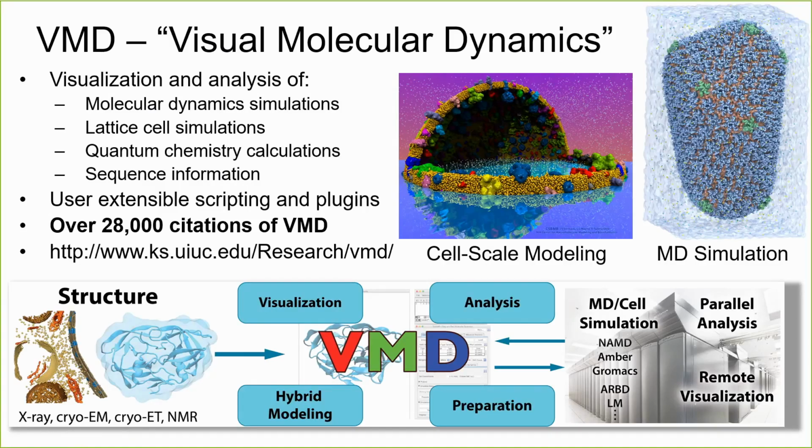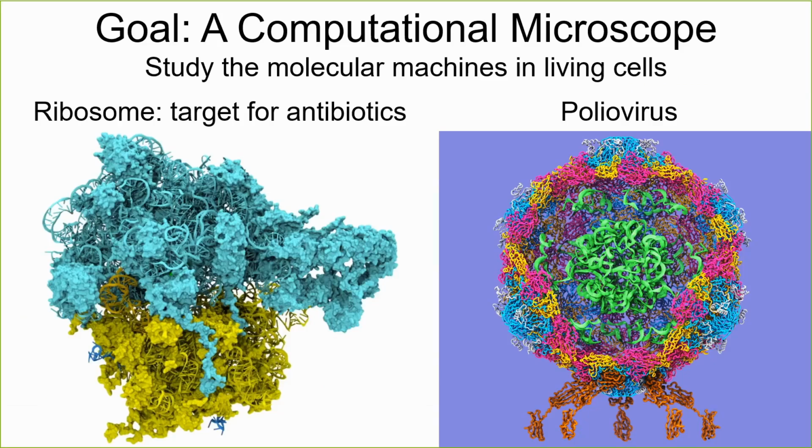Hi, my name is John Stone, and I'm the main developer of VMD. VMD is a molecular visualization and analysis tool that we develop at University of Illinois, and its job is to take structure information that comes from cryo-electron microscopy, X-ray crystallography, and other sources, and use that structure information to prepare atomic detail simulations to be run on a supercomputer using other programs like NAMD, AMBER, and GROMACS.